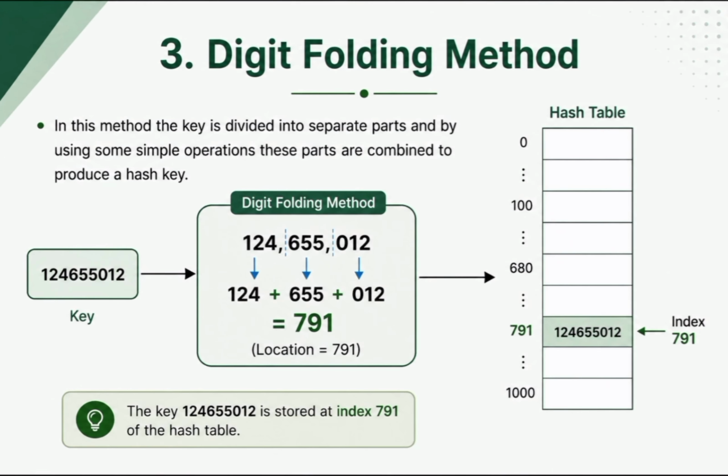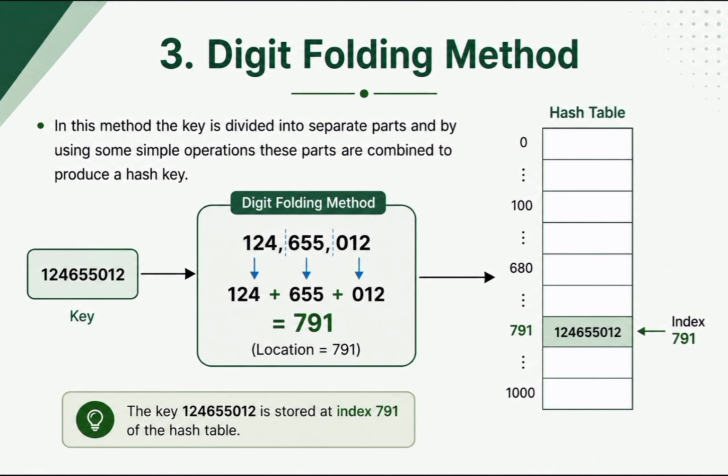The digit folding method divides a large key into smaller equal sized parts. These parts are then added together and the final sum becomes the hash value. If needed, the result can be further adjusted to fit within the size of the hash table. Here the key is 124655012. We split it into three parts: 124, 655 and 012.